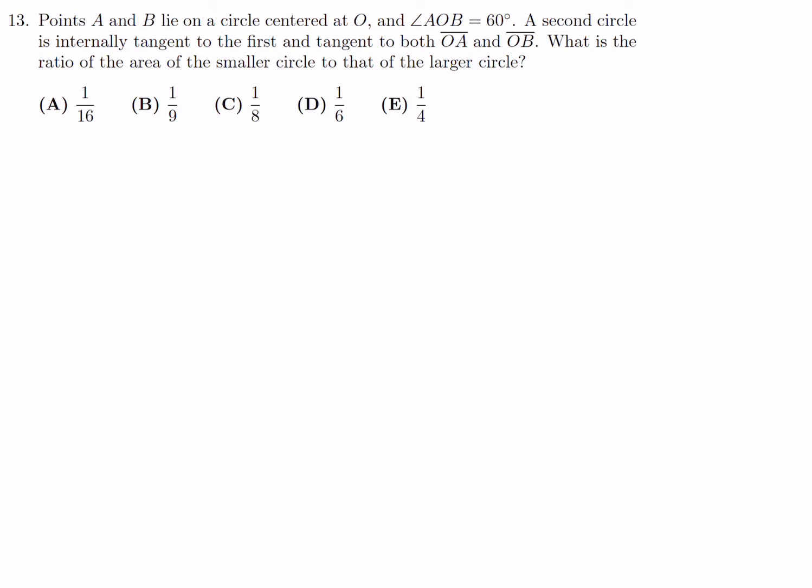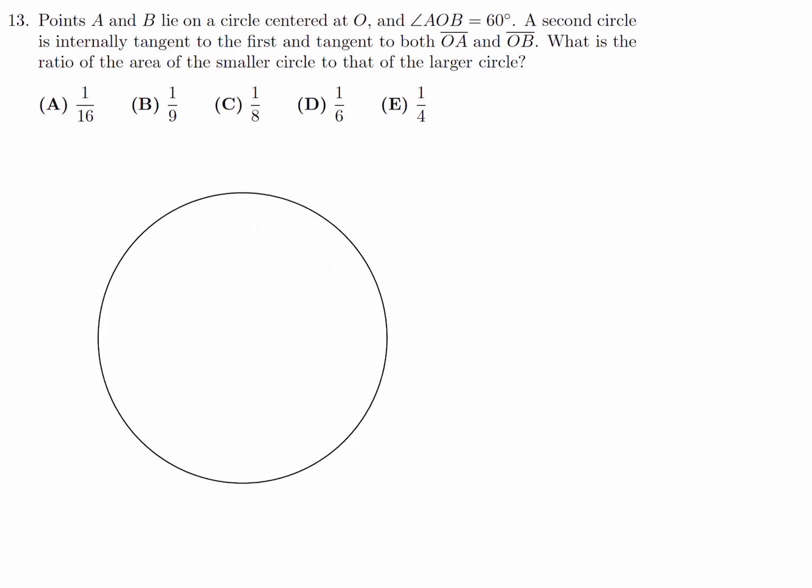Points A and B lie on a circle centered at O, and angle AOB is 60 degrees. The second circle is internally tangent to the first and tangent to both OA and OB. What is the ratio of the area of the smaller circle to that of the larger circle?